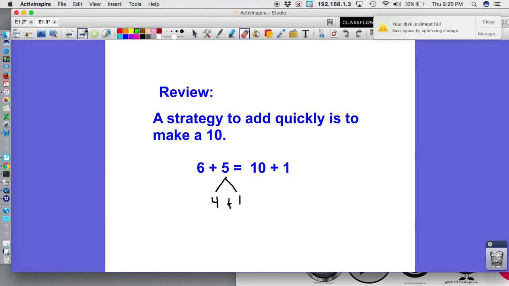Review. A strategy to add quickly is to make a 10. 6 plus 5 equals 10 plus 1. So in order to do that, what we did was we took 5 and we broke it into 4 plus 1, because we know that 6 plus 4 equals 10, and then we had 1 left over. So 6 plus 5 equals 11.